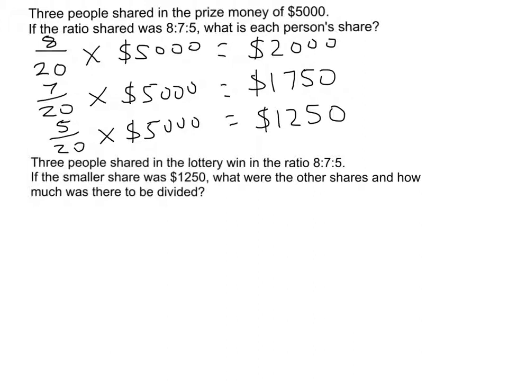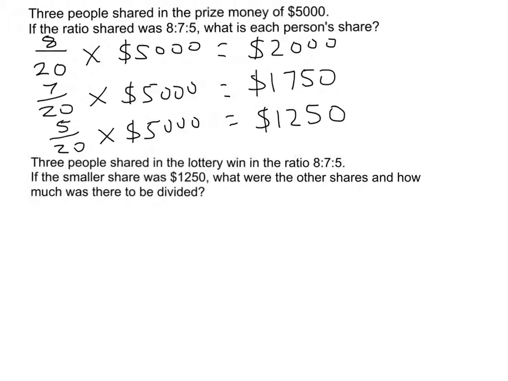Now, the next question is a little bit more difficult. Let's assume that you don't know what the total prize money is. For example, in this question, it says 3 people shared in the lottery win in the ratio 8-7-5. If the smallest share was 1,250, what were the other shares and how much was there to be divided? So now it's a lot more different, because we don't have the total prize money.